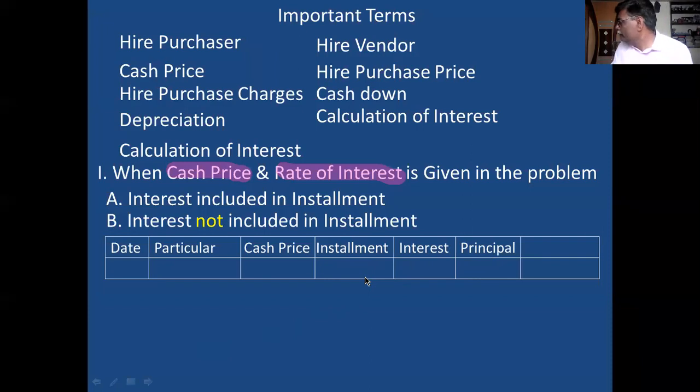Then next is again cash price. This cash price column is for calculation of depreciation. This column is for depreciation. Okay.